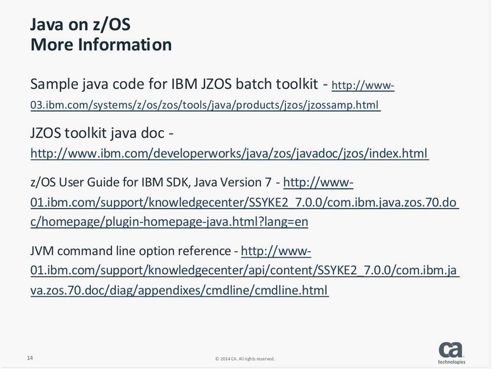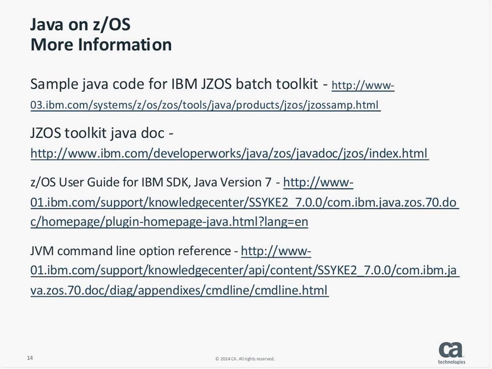And finally, I have some links that you can follow for more information about Java. Sample code for the IBM JZOS Batch Toolkit tells you how to use the Java classes that IBM provides that let you do z/OS things. And then there's the JZOS Toolkit Java documentation, which has pretty detailed documentation on all the Java z/OS specific classes.